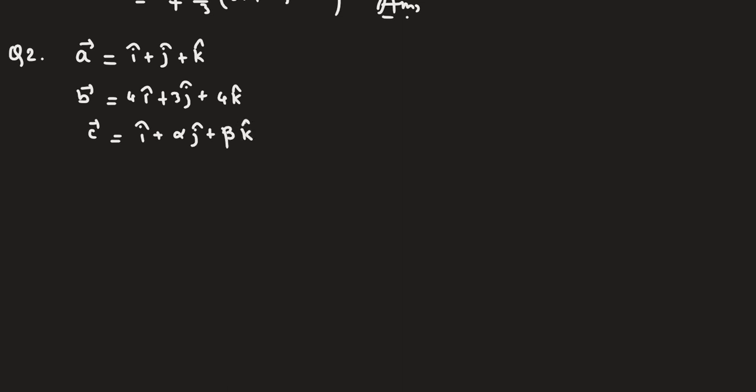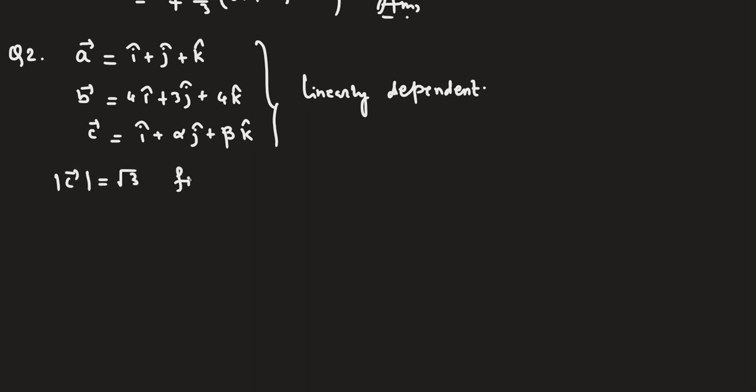These vectors are linearly dependent. So what is the meaning of linearly dependent? First we understand this concept. Again, given that the mod of C is root 3, find alpha and beta.